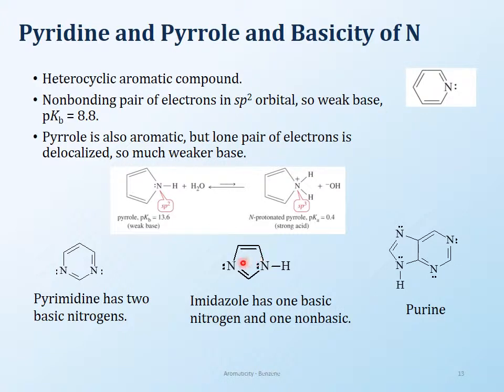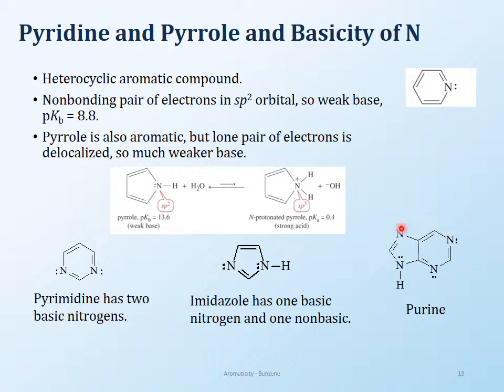Okay, and so which one is participating in the resonance? This one, or this one? It's this one. Yes. So if it's this one, then these nitrogen electrons are going to be the basic ones. This one is not the basic nitrogen. This is where the acid-base reaction is going to take place, not here.